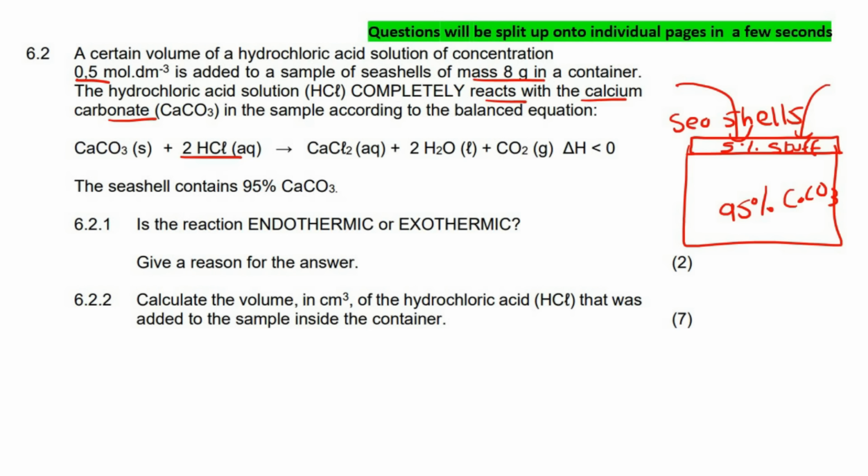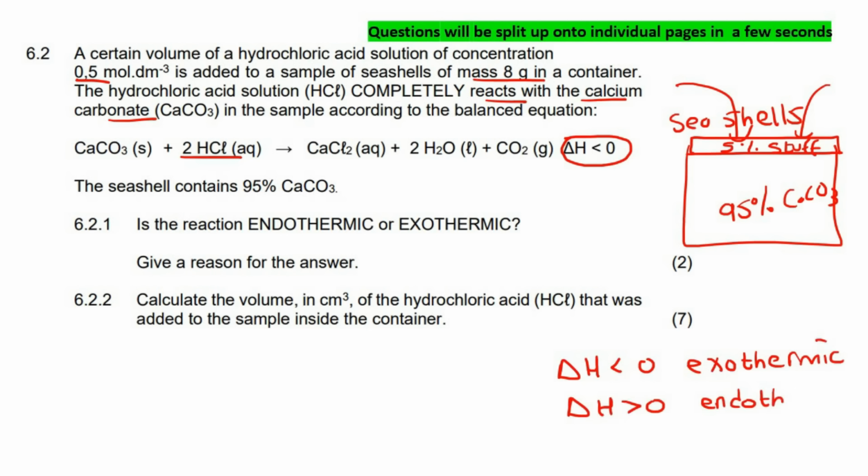Now it says that the seashell contains 95% calcium carbonate. First question, is the reaction endothermic or exothermic? Well, that just has to do with this over here. You need to know this by theory. When delta H is smaller than 0, that's exothermic. When it is larger than 0, when it's positive, that is endothermic. So you just got to remember that. So this one would be exothermic. Now they say give a reason for your answer. How did we know that? Well, we know that because delta H was smaller than 0.